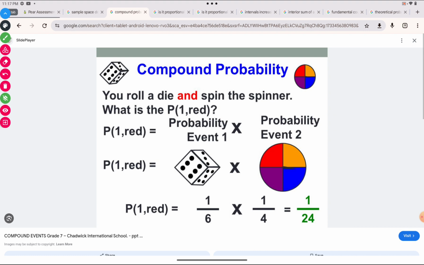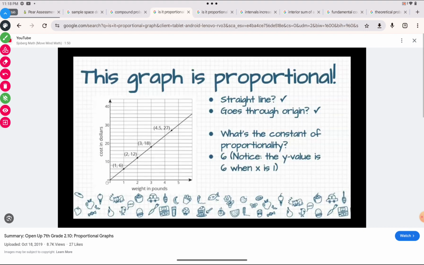Next, I want to move on to proportionality. If you recall, when something is proportional, it is being increased at the same rate. How this will look on a graph is that it will look like a straight line and it needs to go through the origin.